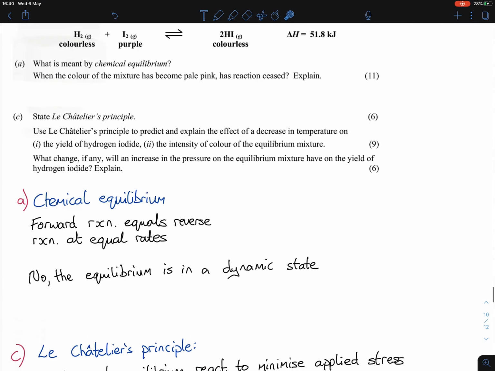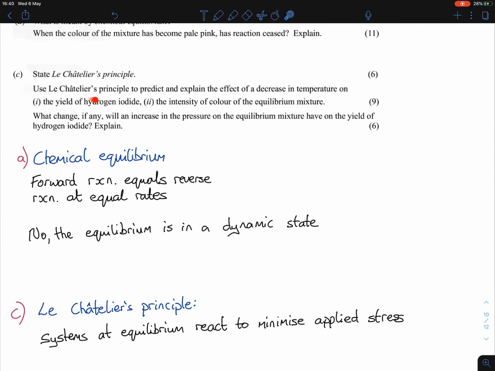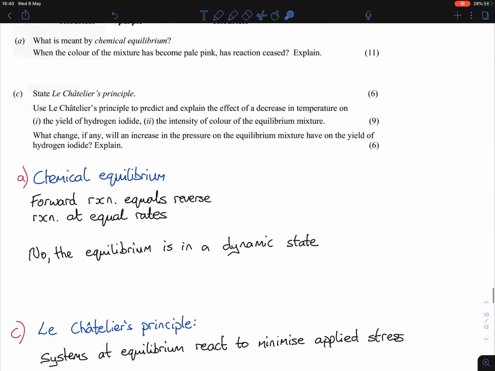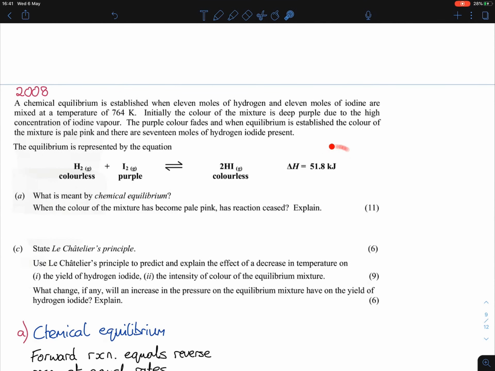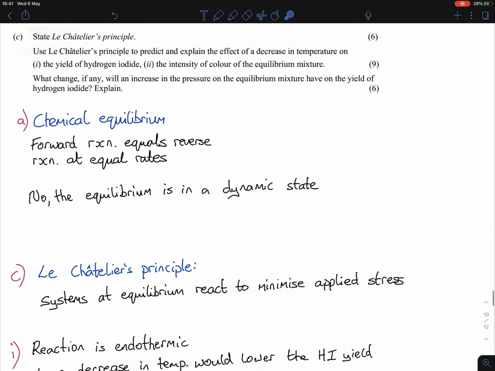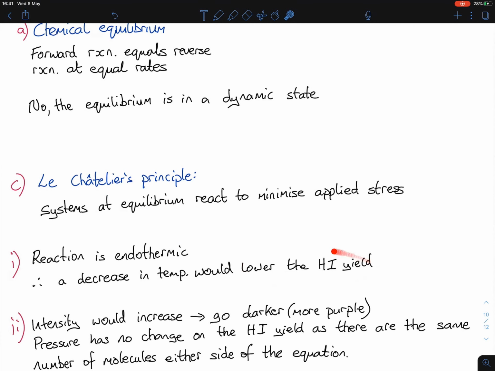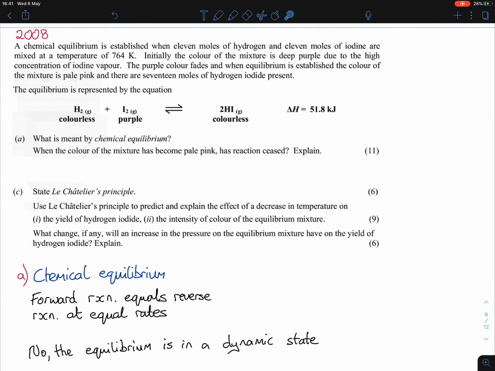State Le Chatelier's principle, we've done that loads of times now. Use Le Chatelier's principle to predict the effect of a decrease in temperature. So if I decrease the temperature, what happens to the yield of hydrogen iodide? First off, we can see here that there's no negative there, so it's an endothermic reaction overall. So if I decrease the temperature, it would lower the HI yield. It's the exact opposite to exothermic. If that was exothermic, guys, and I decrease the temperature, it would increase the product. But it's not. It's the exact opposite. So because it's endothermic overall, if I decrease the temperature, the yield of hydrogen iodide decreases.